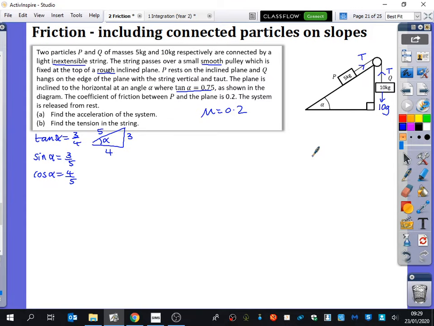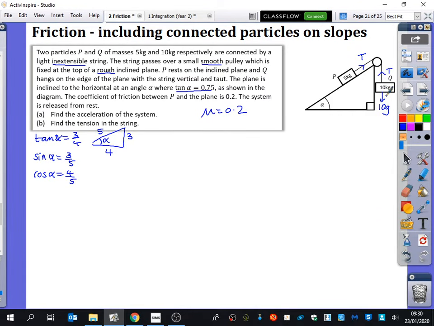Do we think that block P, which is called Sadia at the moment, thinks she's moving up the slope or down the slope? Probably down. Which one in this case? I think that it's going to be moving up. Now, sometimes there are some rare situations where Sadia could have been moving down the slope, in which case the friction would have been going up the slope. But in this particular case, Rayhan's block is far heavier.